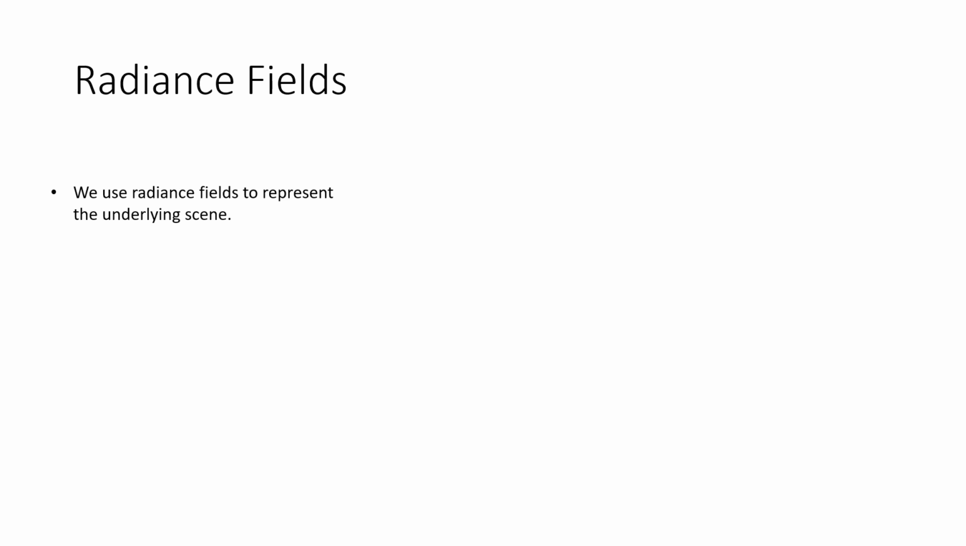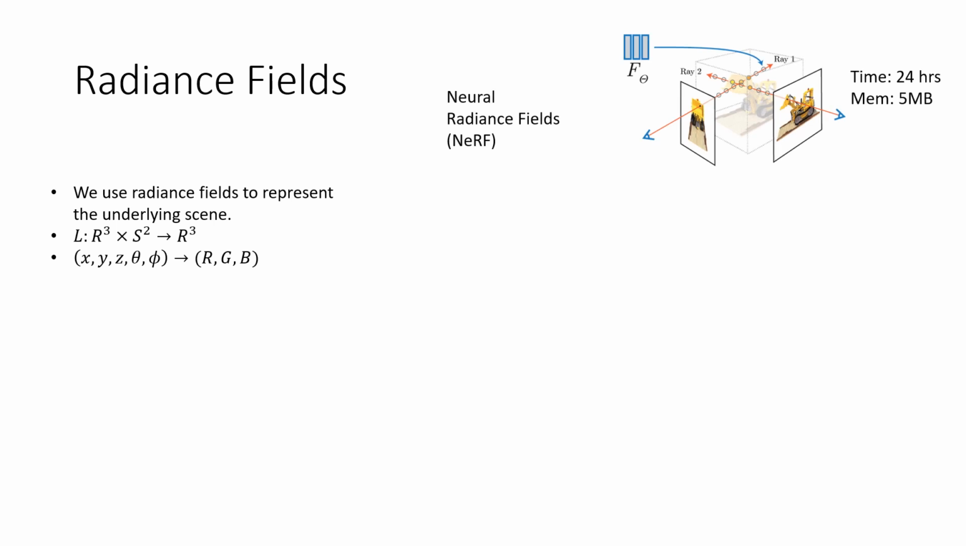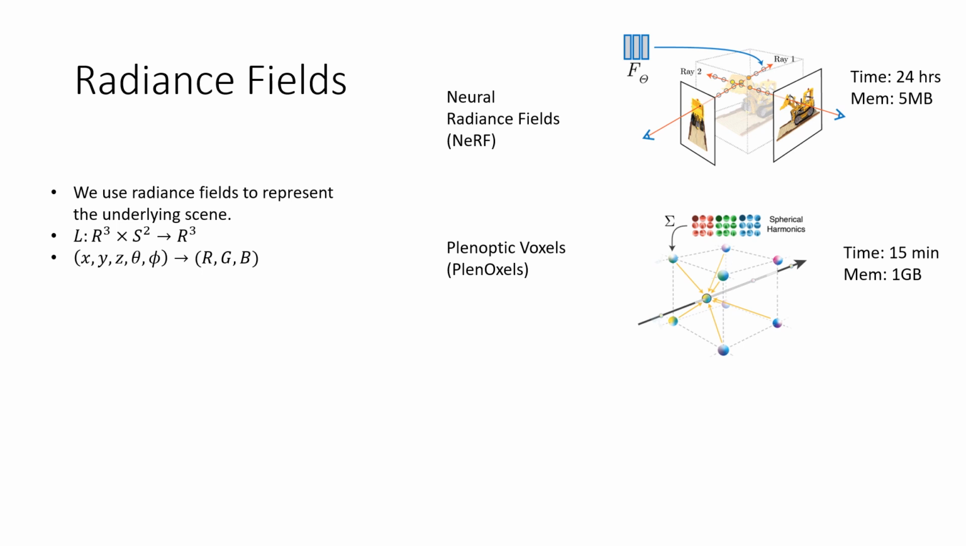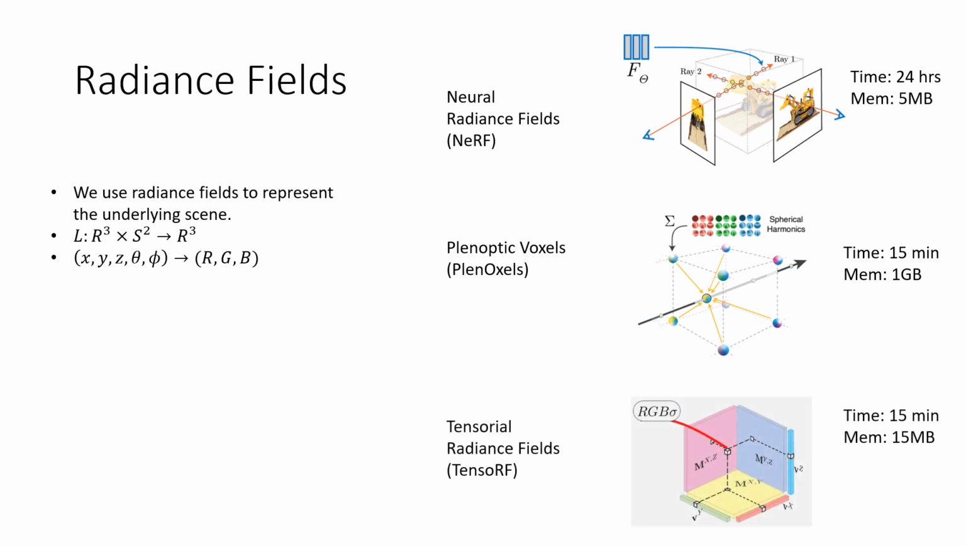For every point in the 3D space and for a given viewing angle, radiance fields give the color of the point. Recently, a lot of works have utilized radiance fields coupled with volumetric rendering. NeRF uses a multi-layer perceptron to approximate the radiance field. Plenoxels divides the scene into a sparse voxelized grid and stores spherical harmonics coefficients at every vertex. TensoRF also represents the scene as a volumetric grid but uses tensor decomposition for compactness.